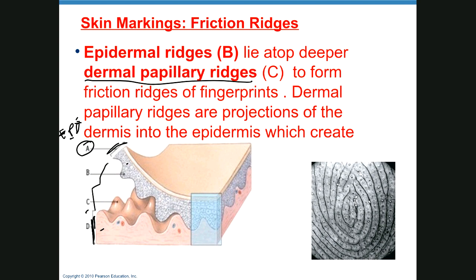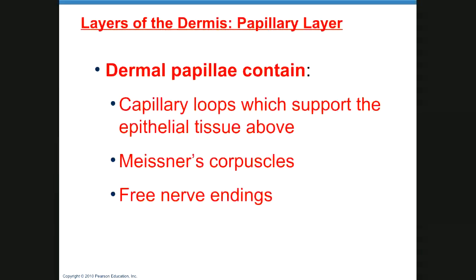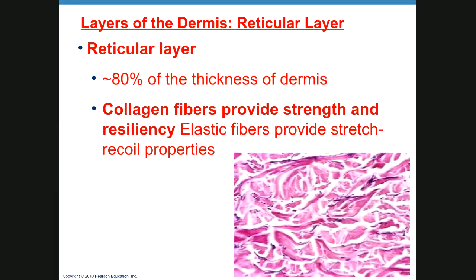Now you can see these ridges going up and down of the papillary dermis, and you can see how the ridges are followed by a complementary shape on the epidermis. So they kind of interlock with each other, and that's what creates the fingerprints or friction ridges. Skin markings are created by the interlocking of the dermal papillary ridges and the epidermal ridges. Okay, so I just wanted to point out what that meant. Okay, so that takes care of the papillary dermis.